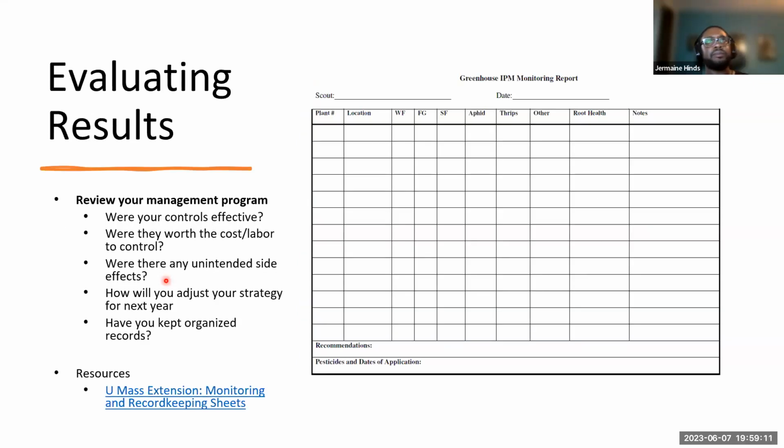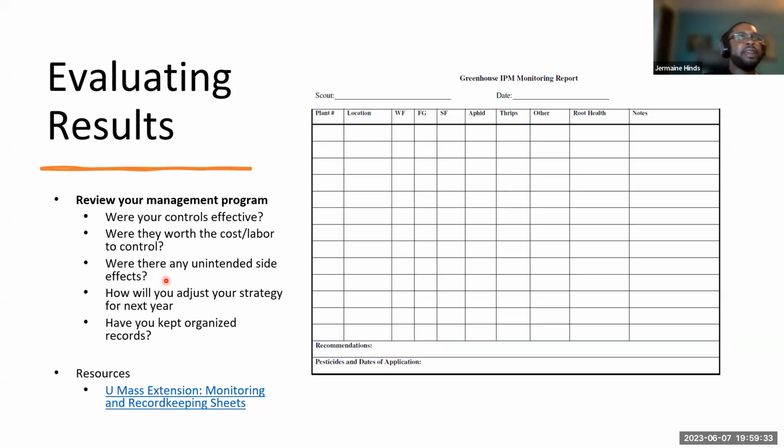And then after you're done with choosing your controls, one of the final steps is reviewing your management program. So did your slew of controls, were they effective? Were they worth the cost or the labor to control? Were there any unintended side effects? How can you adjust this strategy for next year?